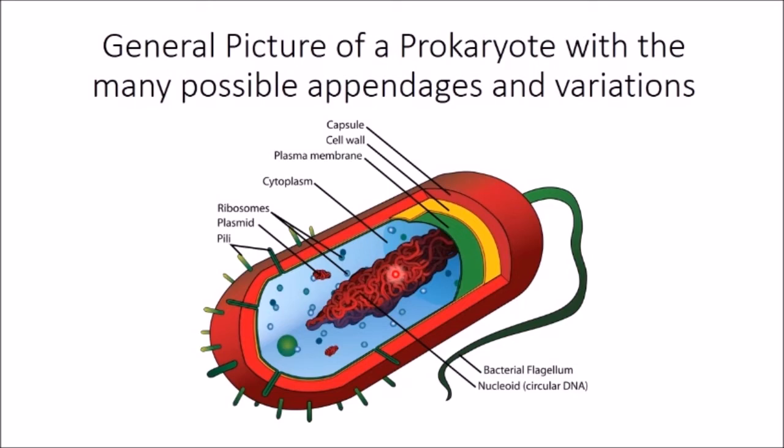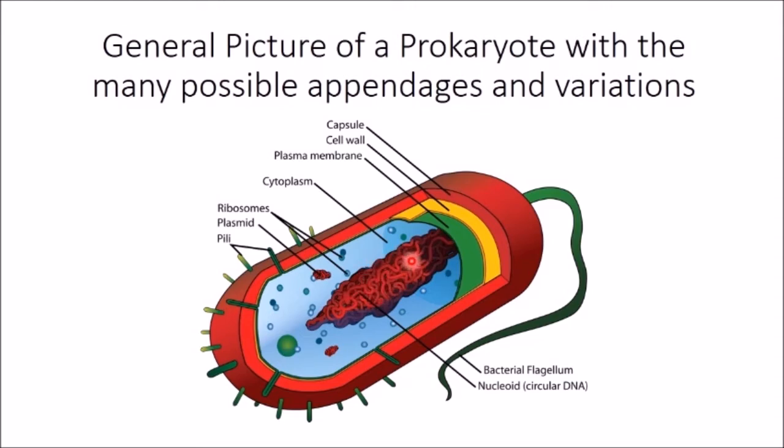Notice that there are no membrane-bound organelles. You don't see an ER here. You don't see a nuclear membrane. There is no nucleus here. So this chromosome is just free in the cytosol, and this is one big chromosome. This is one big tangle of chromosomes. There's no more than one.